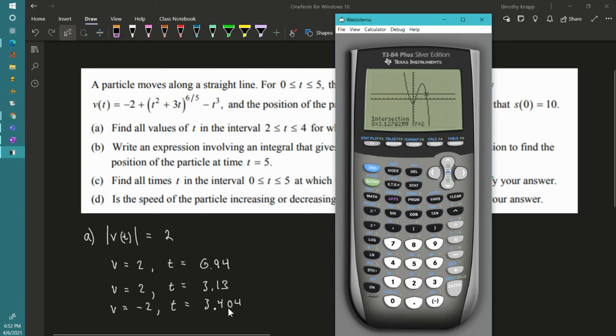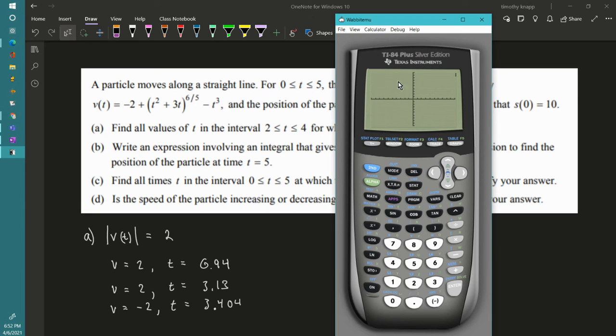And now to find the other intersection, notice there's also one here, but this is not one of the answers because it's not in my domain of 2 to 4. So actually this number I'm going to cross out. These are the only 2 answers here. How do I find this one here of 3.40? I would go back to the y equals. And now remember, I want where the speed is 2, so that's also a -2. You don't want to hit the minus sign. You want to hit the negative and the 2 button. So there it is. Then I'm going to graph this again.